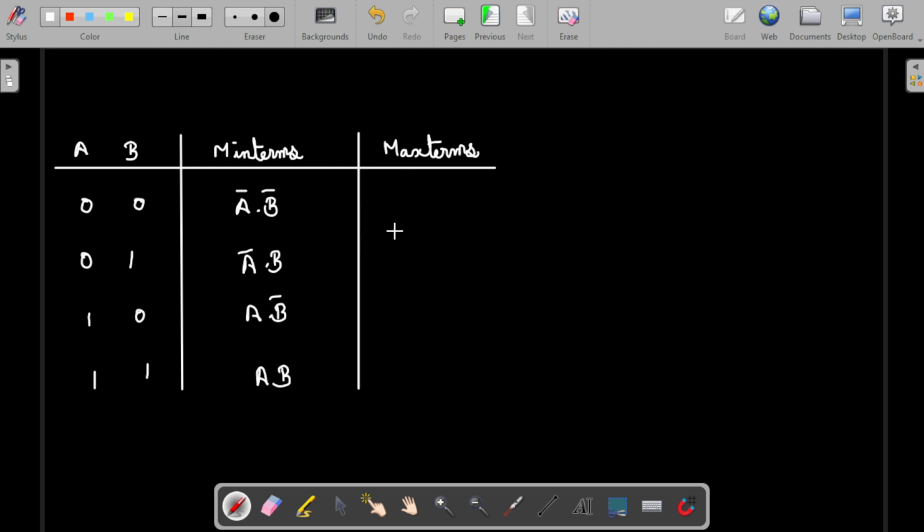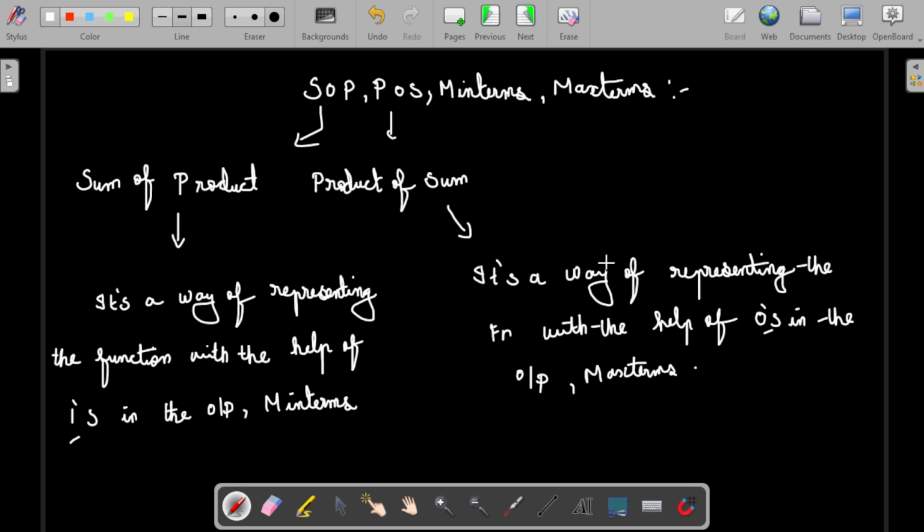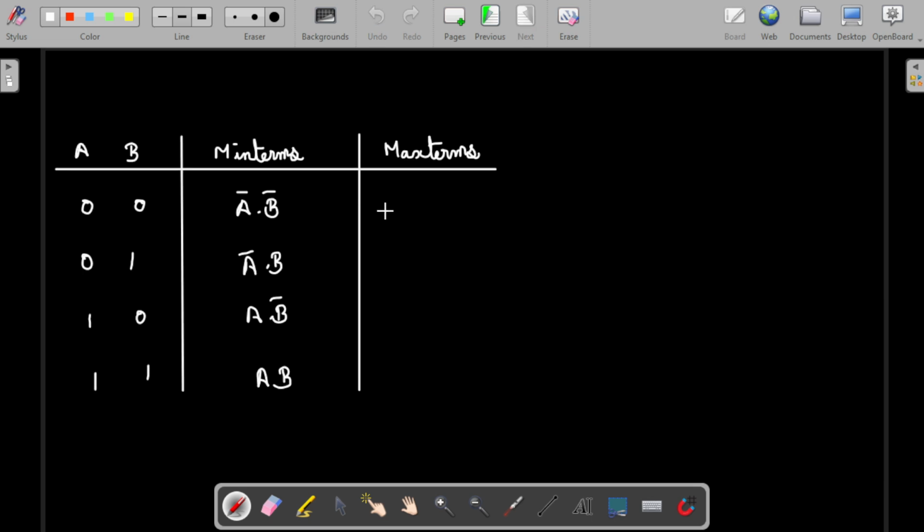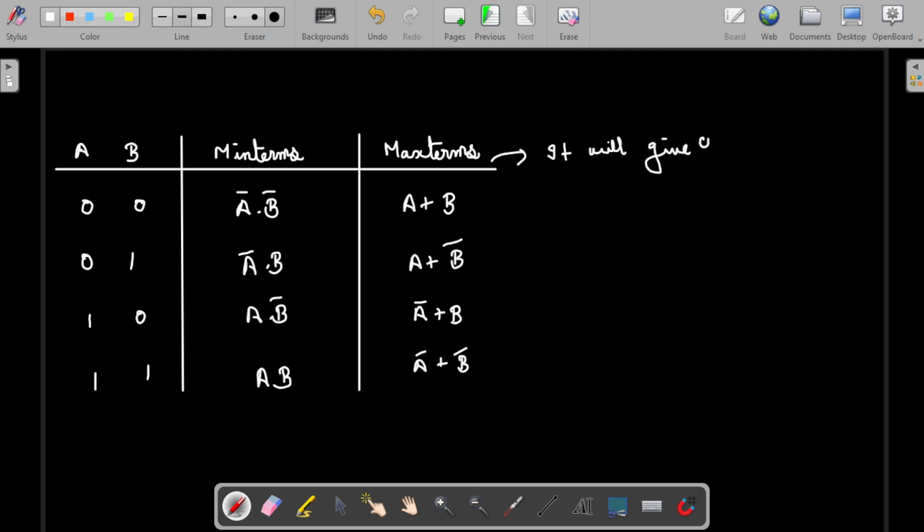A maxterm can be written in terms of 0, as we state here, and this is product of sums. So here we have to write A plus B, because both are already 0. The 1 needs to be changed to 0, so A plus B bar. Here A is already 1, so A bar plus B. Here both need to be changed, so A bar plus B bar. So this way it will always give 1. It will always give 0. It will give 0 only for 0 comma 0.